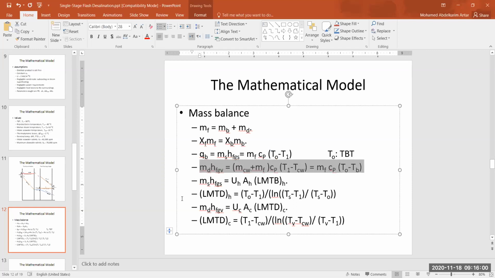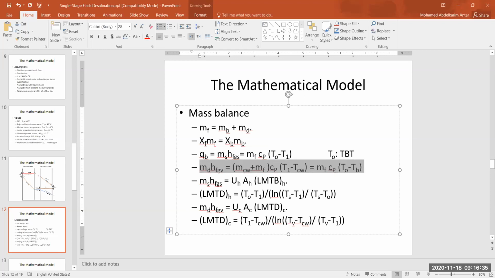And it simply says that there is seawater coming after leaving the brine heater at the top brine temperature. It will cool down from T naught to TB, which is the rejected brine temperature. In order to do that, some vapor will flash, which is m dot distillate into HFG, and this vapor will condense. As it condenses, it is going to preheat the feed and cooling water coming from T cooling water to T1. This is the heat recovery part that we have in the unit.